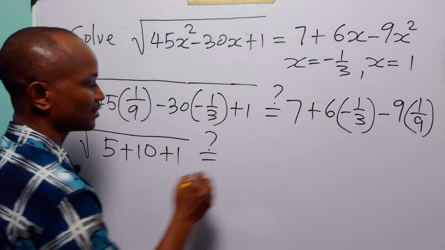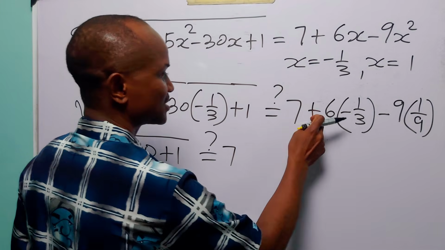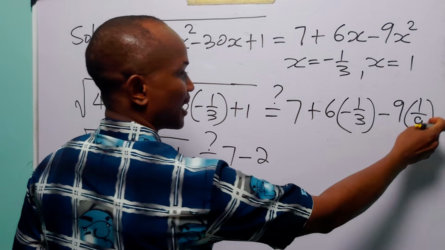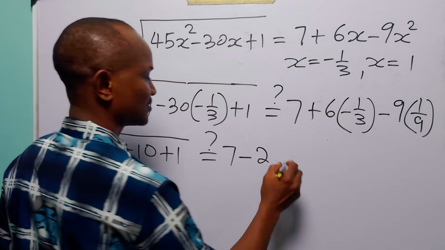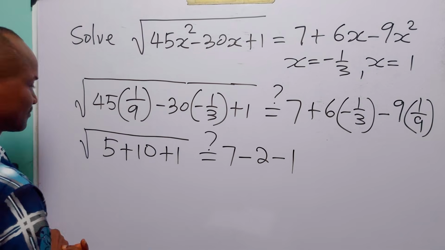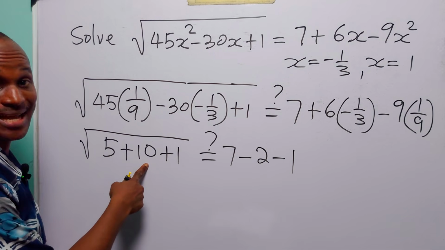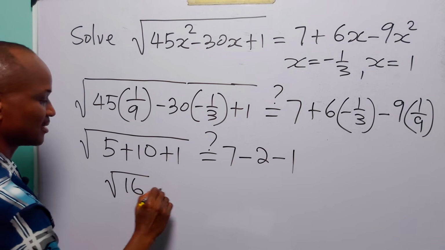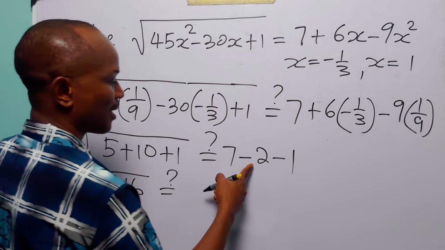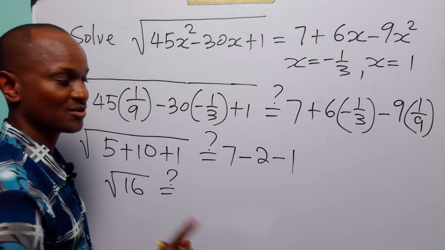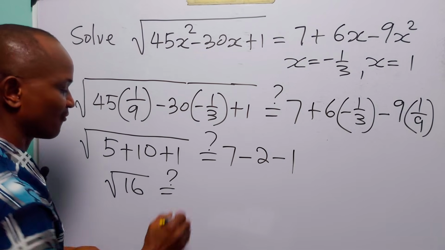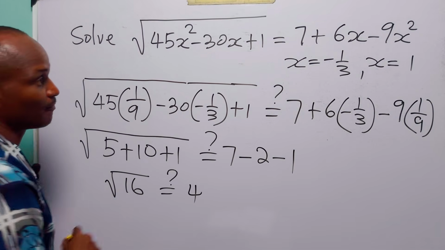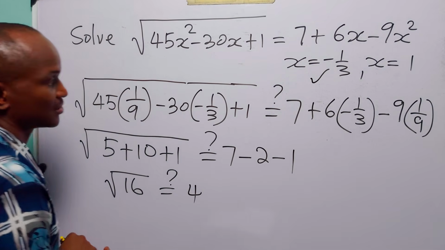Is this equal to 7? Minus plus is minus. 3 into 6 is 2. 9 into 9 is 1. So this is minus 1. 5 plus 10 is 15. Plus 1 is 16. So this is the square root of 16. Is this equal to 7 minus 2 minus 1, which is minus 3? 7 minus 3 is 4. Of course, you know that the square root of 16 is 4. So this value checks out.